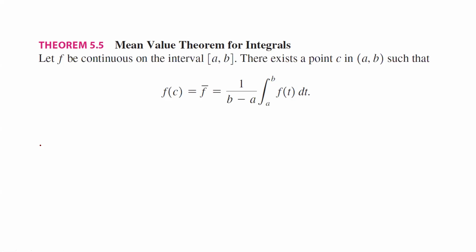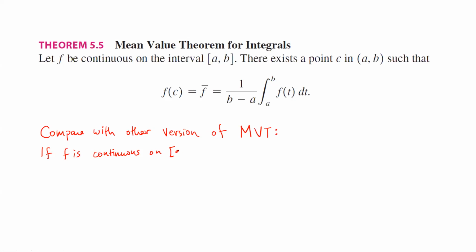And just to compare this with the mean value theorem that we had before, it says that if f is continuous, so it actually needs to be continuous and differentiable. Remember, because we have to be able to find a derivative. In this case, notice it doesn't have that differentiable requirement.